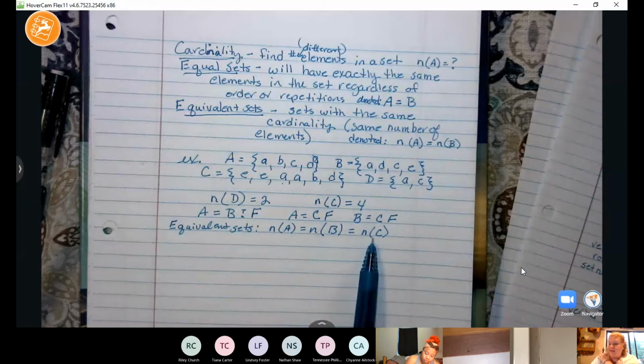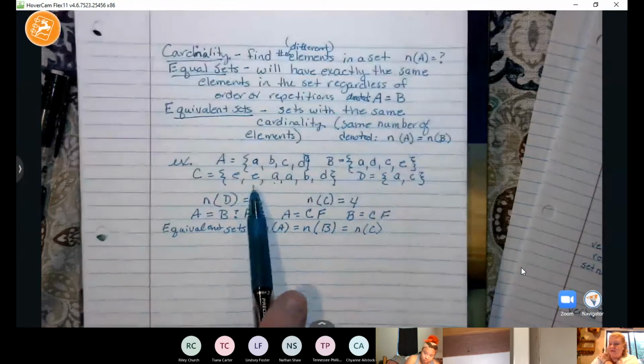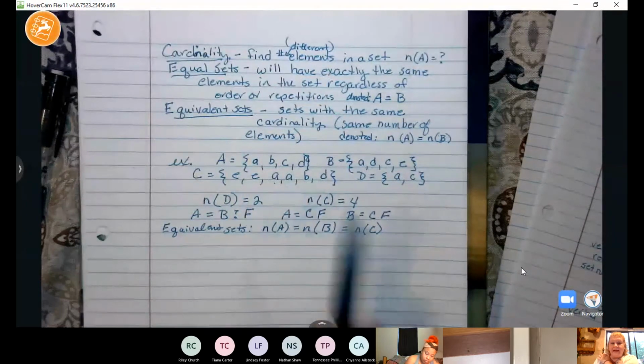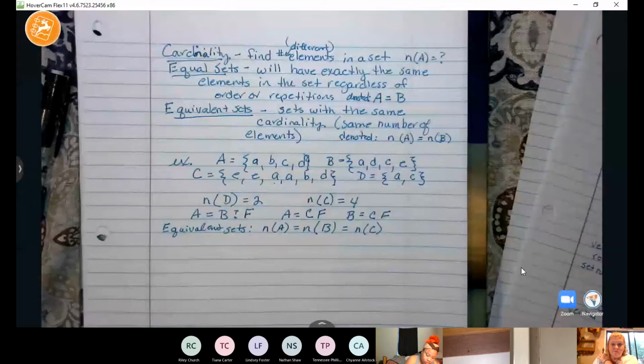Now, why is C still equivalent, even though it looks like it has more elements? Why is it still equivalent? Because you only count the repeating ones once. Exactly. Because the elements repeated, we only counted them once. So that's why they're still equivalent. Exactly. Very good.